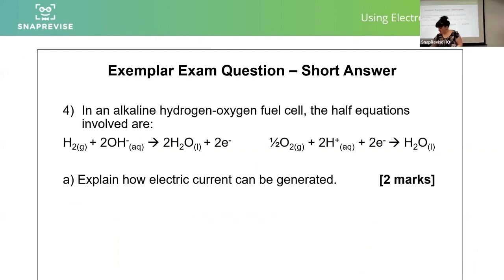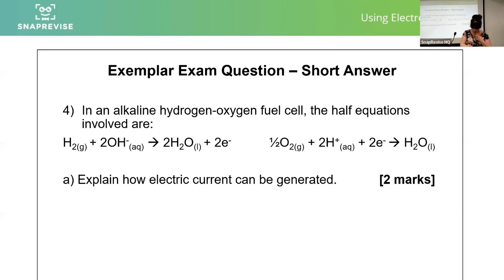So with this question, it's asking, in an alkaline hydrogen oxygen fuel cell, the half equations involved are given. I think there's an error there. I don't know if this is the same as what you've got in front of you, but there's an error there. So let me just correct that.